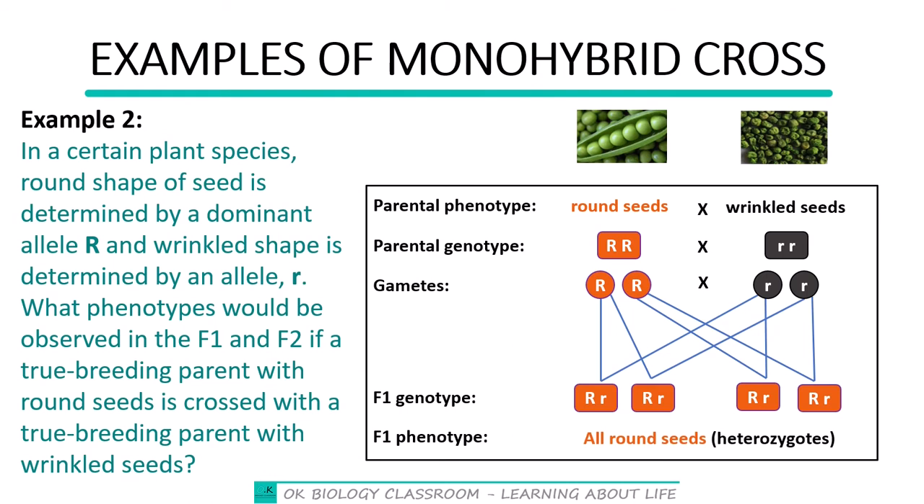But let us also remember that although they are showing round seeds, they are going to be heterozygous. But they will show round seeds. So it means in the F1, the wrinkled seeds would be missing. Now let's look at if they are going to reappear in the F2.